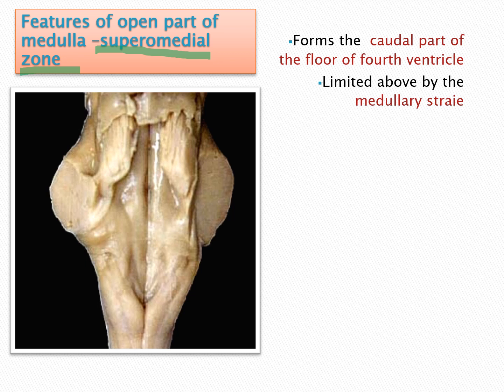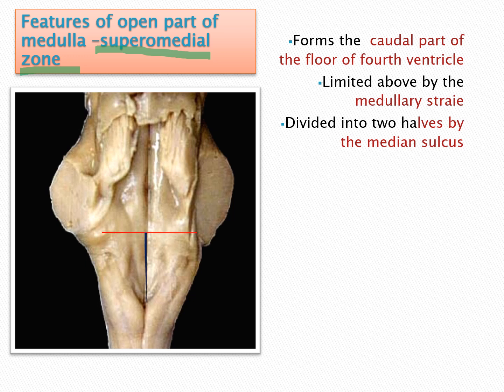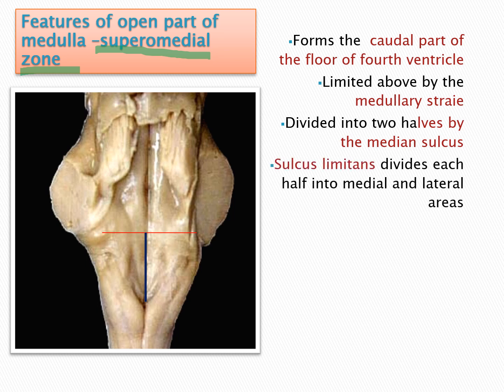Limited above by the medullary striae. So now this is the medullary striae, that is the pontomedullary junction. Divided into two halves by the median sulcus. So this is the median sulcus which is dividing this part into two halves. Sulcus limitans divides each half into medial and lateral areas. Now this is the sulcus limitans.